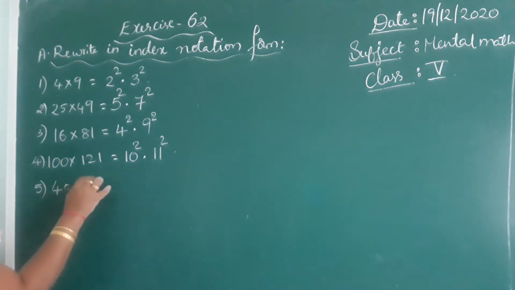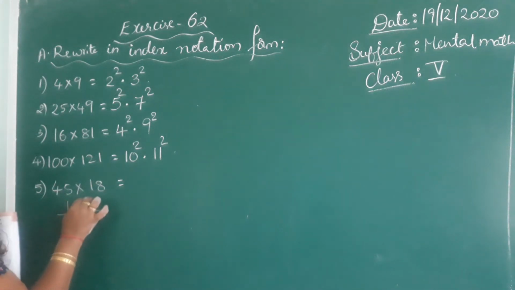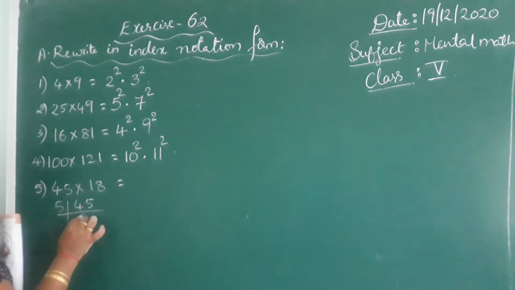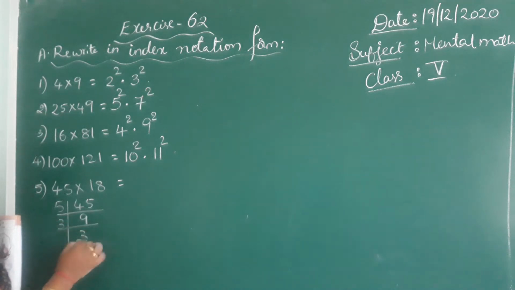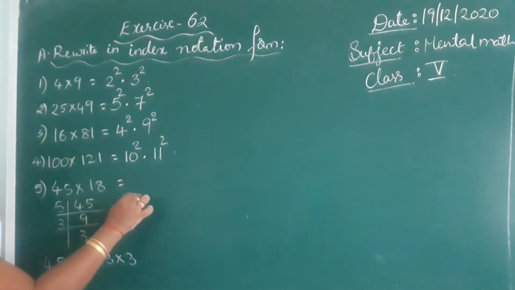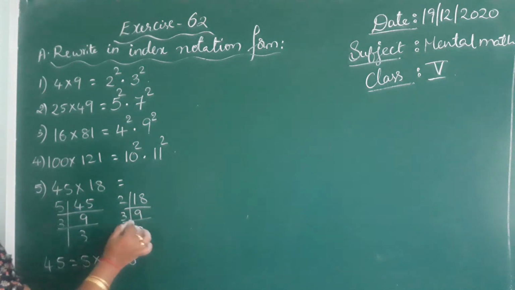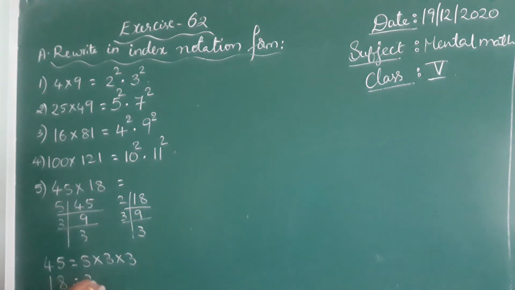45 into 18. Here 45 and 18, we cannot write the direct squares of these numbers. First we should find the prime factorization of these two numbers. First find the prime factorization of 45. In the 5 table we can see 5 nines, and 9 can be written as 3 threes. So 45 can be written as 5 into 3 into 3. Next 18. What is the prime factorization of 18? 2 nines. 9 can be written as 3 threes. So 18 can be written as 2 into 3 into 3.